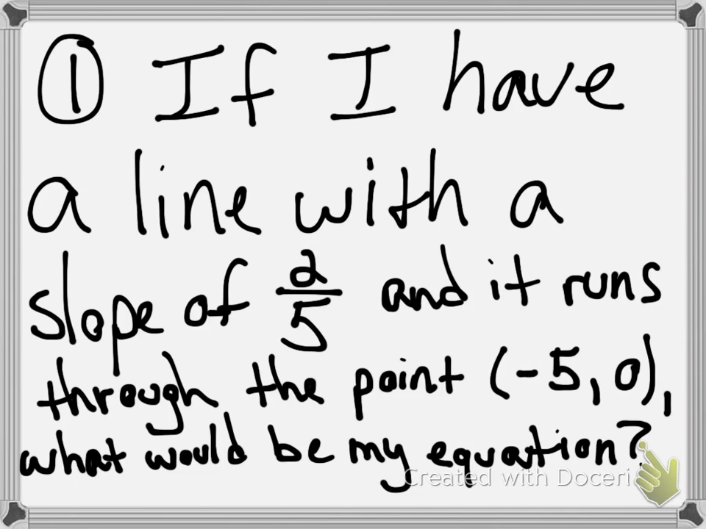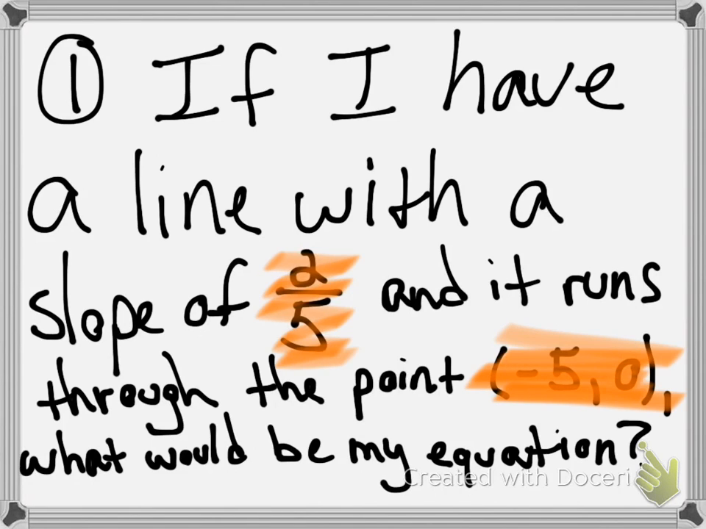Let's pick a fun color here. Ooh, a nice burnt orange. If I have a line with a slope of 2 over 5, so that's my slope, and it runs through that point right there, what would be my equation? That is what it's really asking for.